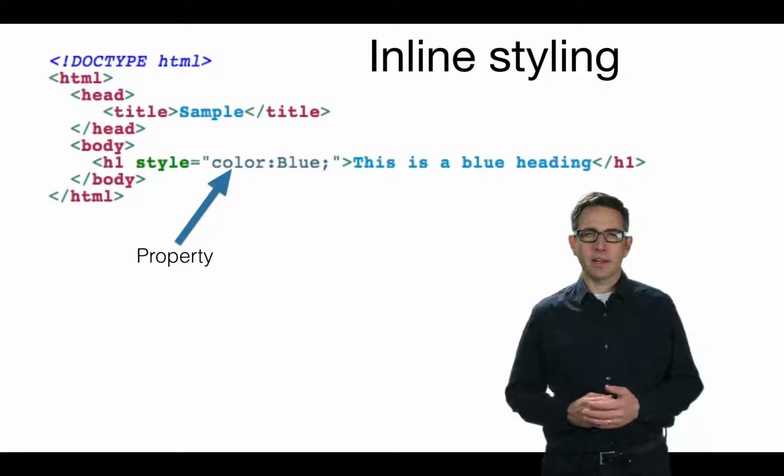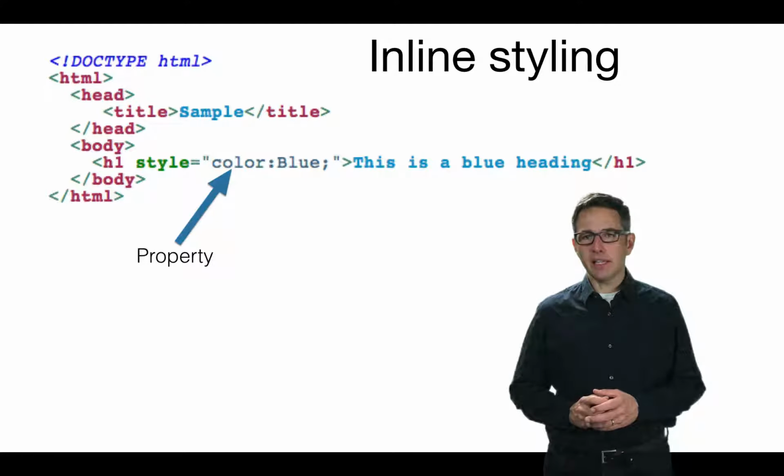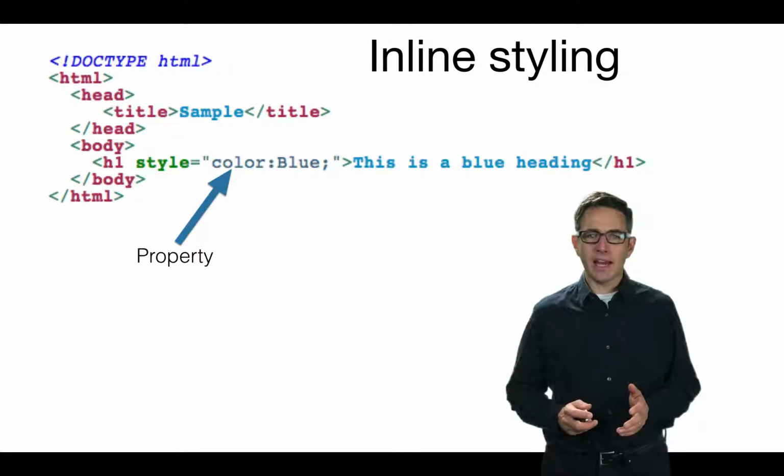All right, so let's look in detail at the inline styling and the different components that are there. So this again is the most specific way of specifying how you want your text to be rendered. And we have a couple pieces to the CSS language. The first thing that we have is a property. Now the property is on the left side of a colon.